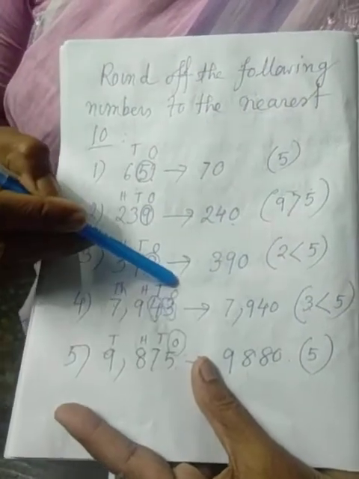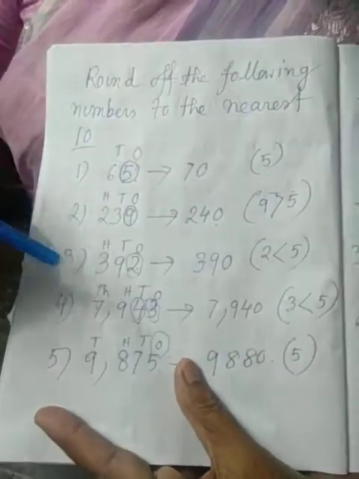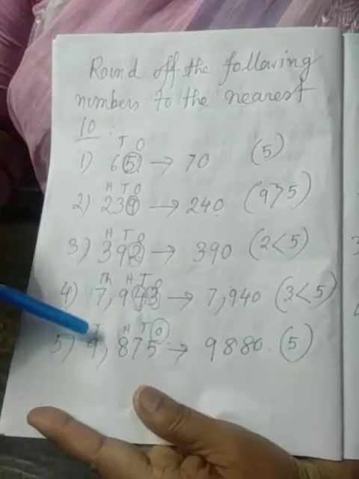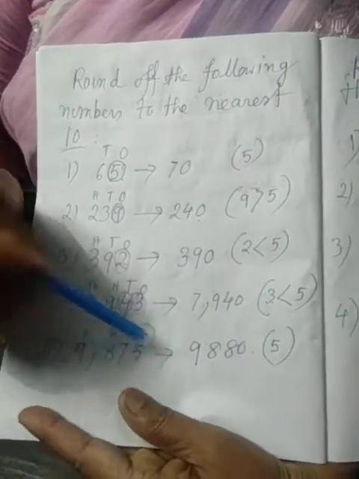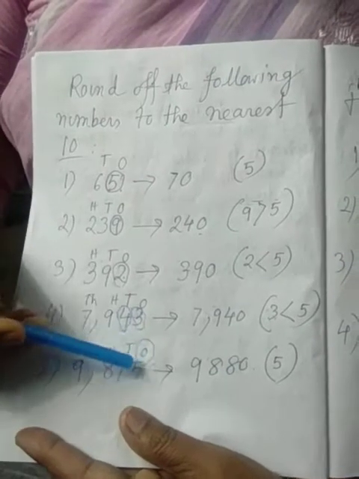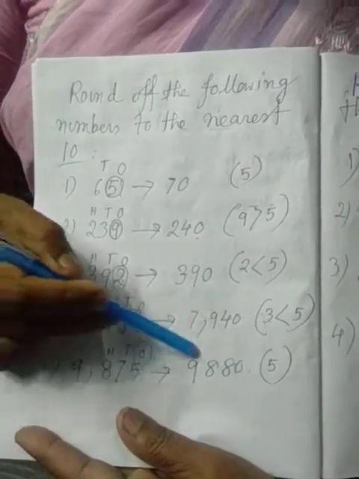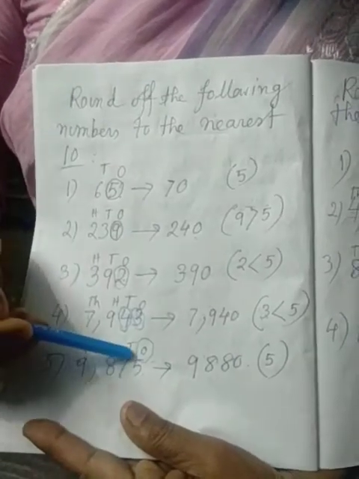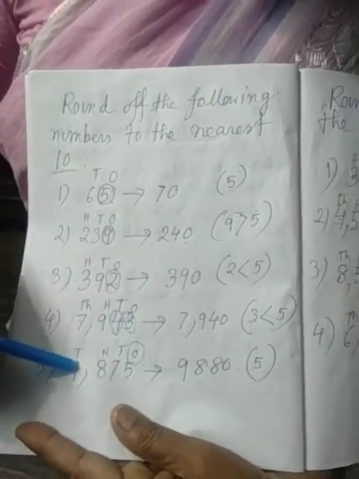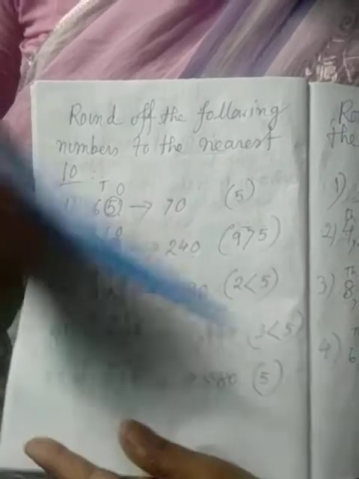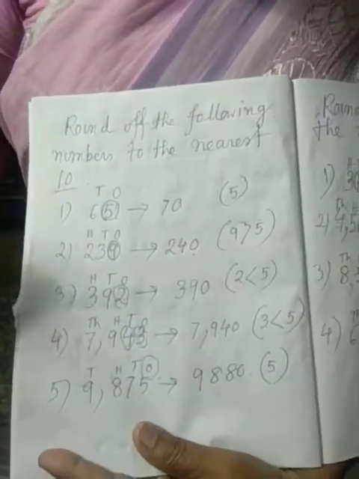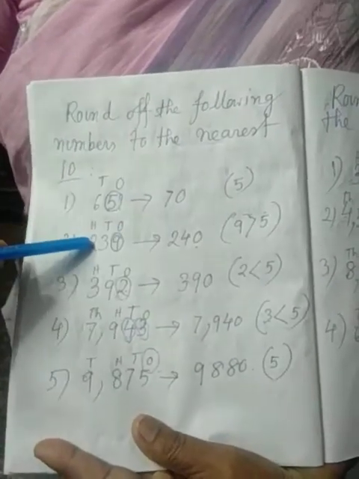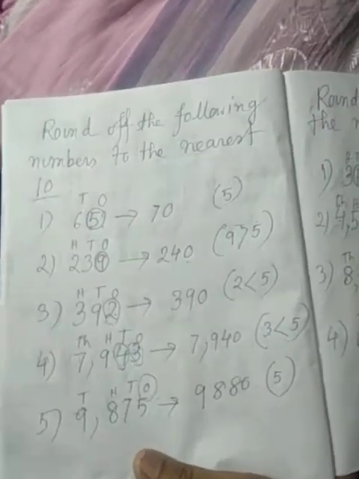7,943. Ones place number 3. 3 is less than 5. So 7,940. 9,875. The ones place number is 5. So 7 changes to 8. 9,880. Okay. First of all, in the tens place you have to notice the ones place number, the unit place number. Then you add 1 to the tens place number. Okay.